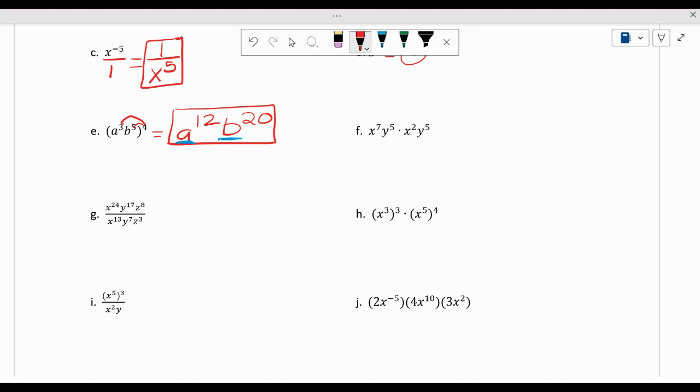And that's going to be what applies here in F. Here we're multiplying two exponential terms. Notice that I have x's, but then I also have y's. So I can combine the ones that match. So for my x's, I'm going to add the two exponents because it's being multiplied. And then for my y's, I'm going to add the two exponents. So my answer becomes x to the 9th and y to the 10th.